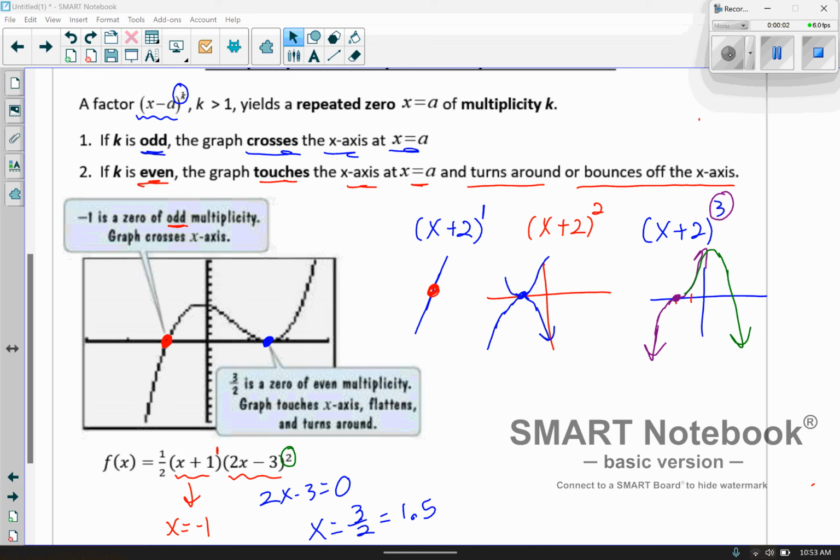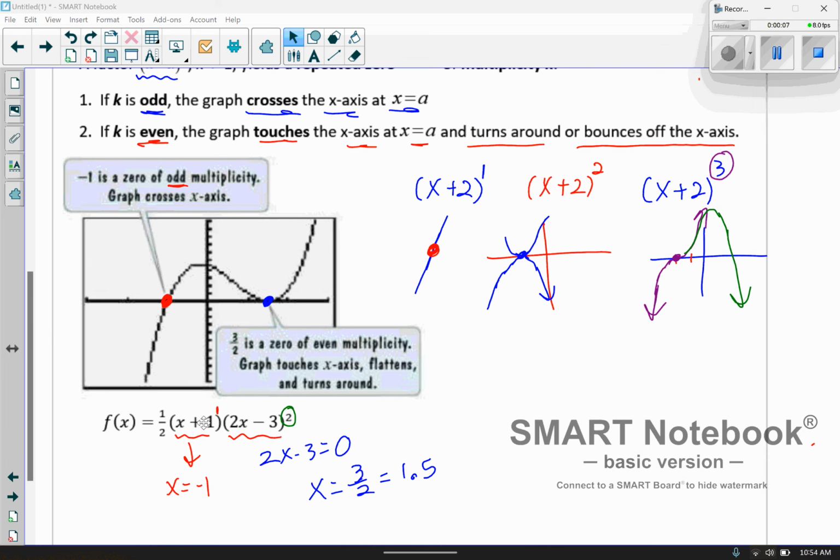Okay, so picking up where we left off, we just discussed the multiplicity, which represents the exponent of the factors. If it's odd, it's going to cross the graph. If it's even, it touches or basically bounces off. The three that we're going to run into mostly are powers of one, two, and three. Power of one looks like a straight line, power of two has that parabola shape where we bounce off, and power of three has more of that cubic shape where we cross the x-axis.